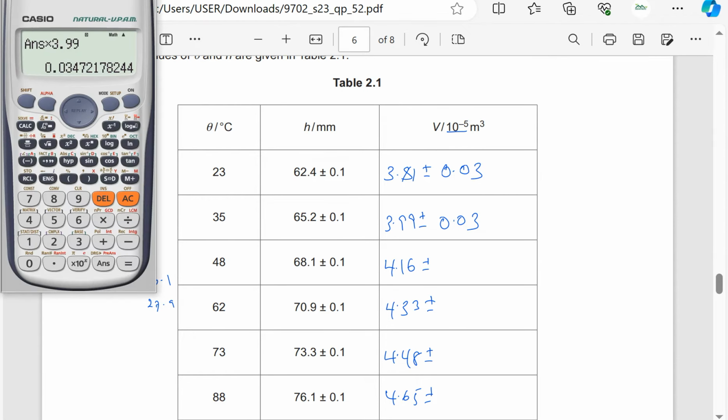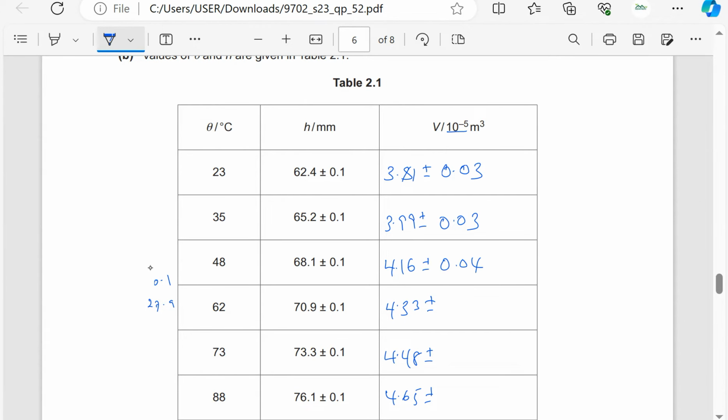The next one is 0.2 divided by 27.9. Remember, it was 0.1, but there is a 2 times. So that is plus 0.1 divided by 68.1. Then times the value of V, which is 4.16. So it is 0.04 to one significant figure.